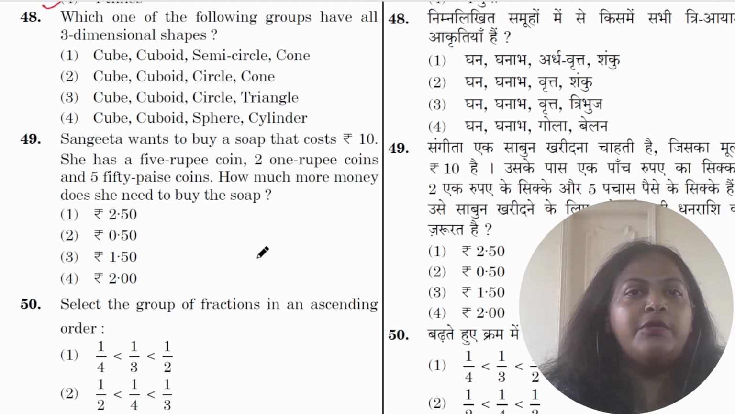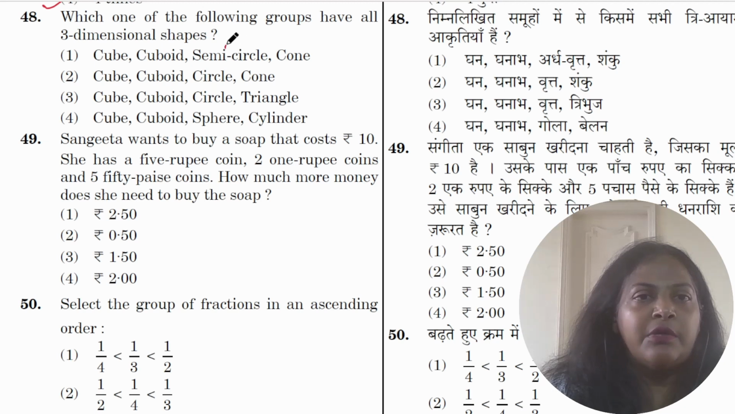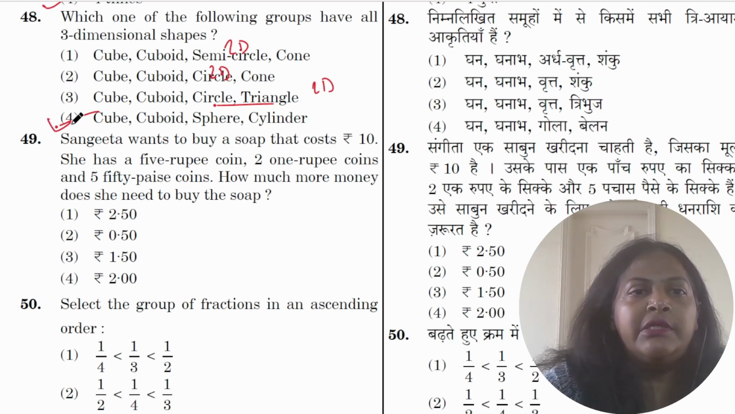Which one of the following groups have all 3-dimensional shapes? Okay, so we have semicircle. This is a 2D shape, not this. Cube, cuboid, circle and cone. Circle is 2D. Cube, cuboid, circle and triangle. Both of these are 2D. Cube, cuboid, sphere and cylinder. So option number 4, all are 3D shapes.